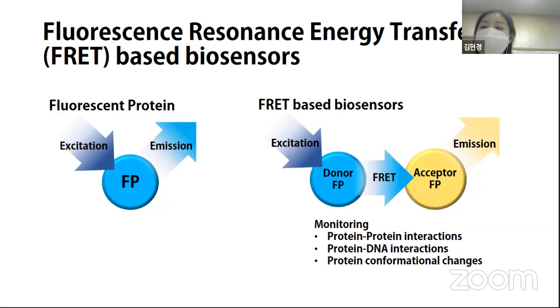Since energy transfer efficiency is sensitive to the distance of the fluorescent proteins, FRET biosensors are used for monitoring protein-protein interactions, protein-DNA interactions, and protein conformational changes.